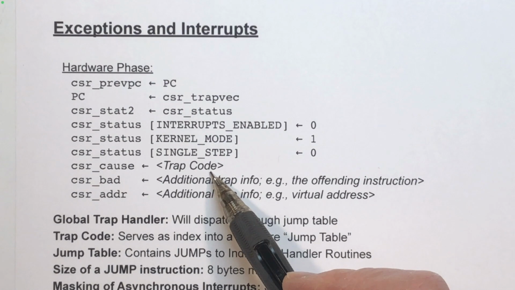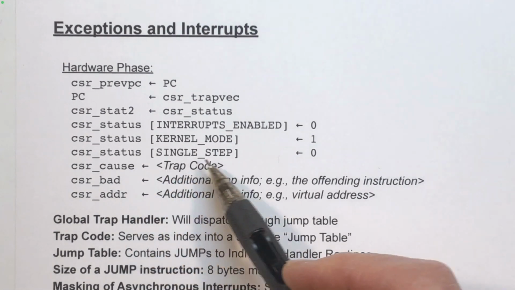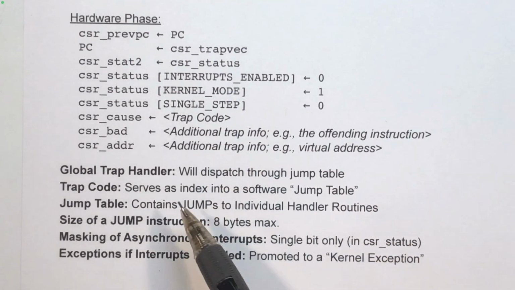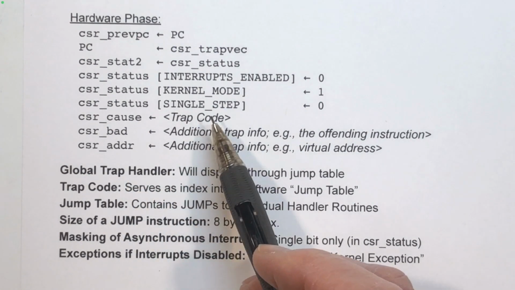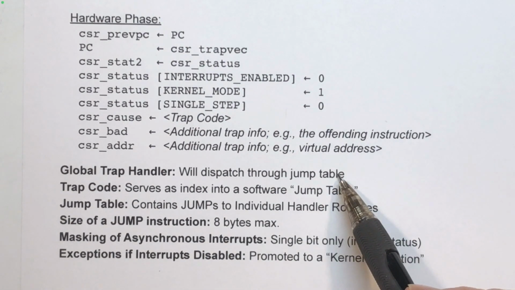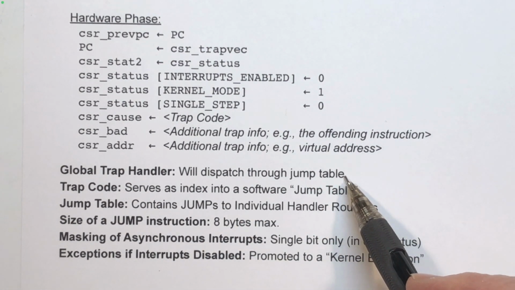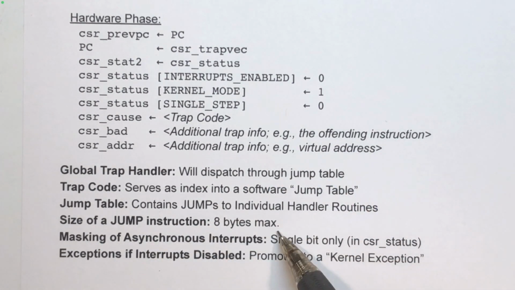A code which indicates which kind of trap occurred will be saved in the cause register. These trap codes are small integers, and they happen to be 8-byte aligned. The global trap handler will use the value in the cause register to dispatch through a jump table. So a jump table is an array of jump instructions, and each jump instruction happens to be 8 bytes at most.